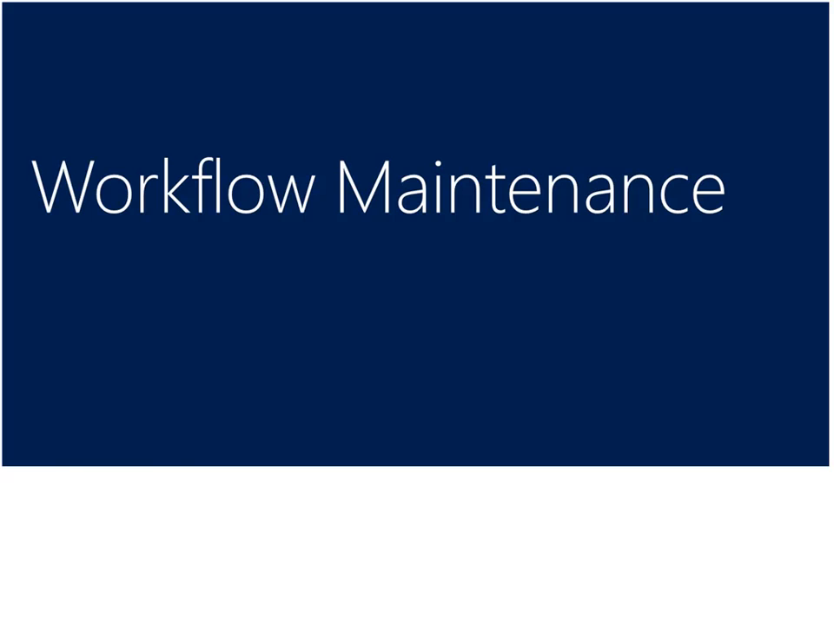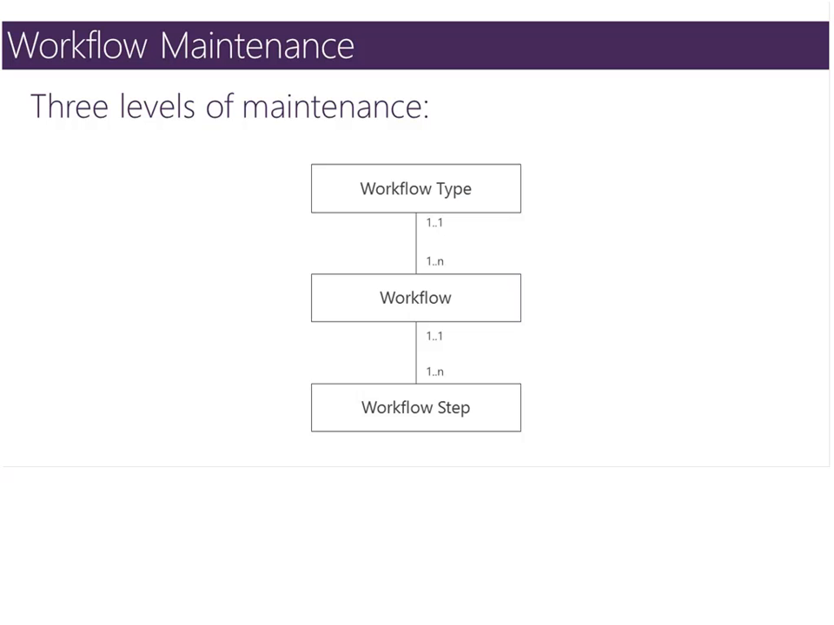So in workflow maintenance, this is where you would set up your new workflows. And in maintenance, we have 3 levels of setting up workflows: workflow types, workflows, and workflow steps. Workflow types is essentially a document type. So for example, we have a requisition, a purchase order, a payables batch, and a receivables batch. Those are our document types, and we have workflows attached to that type.